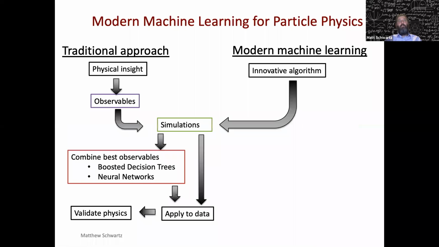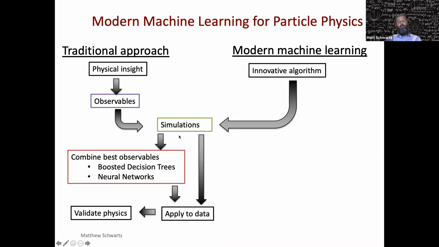So modern machine learning, the way I think about it is as follows. The traditional approach is you think really hard about some process. For example, we want to know what's the difference between a quark jet and a gluon jet. We think, this is what I know about quarks, what I know about gluons, and I come up with some observable that I think will tell them apart. And I've actually done this. So this is not just a cartoon. This is really how people think about things, or at least did think about things.